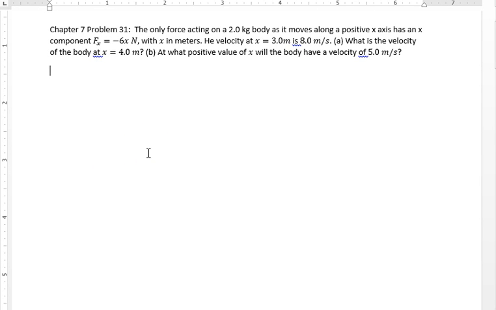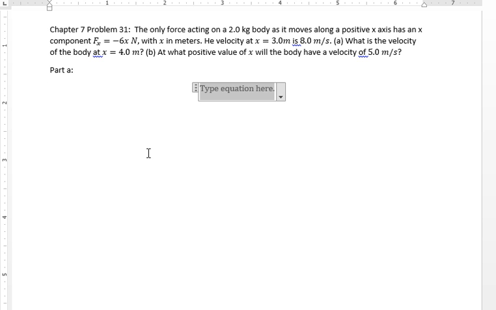Alright, chapter 7, problem 31. We have a 2 kilogram body with a variable force on it, and an initial velocity of 8 meters per second at the 3 meter mark. The question, part A, is: what is the velocity of the body at x equals 4 meters?